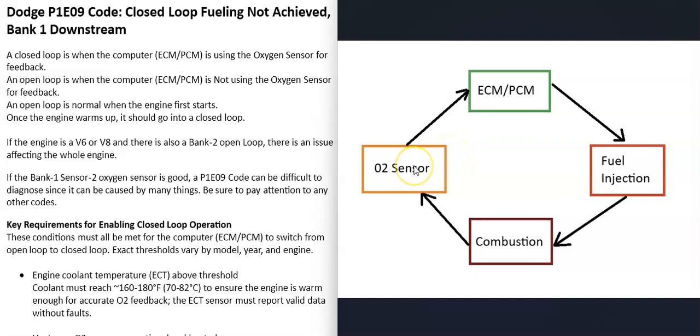But if the O2 sensor is not reporting the information to the computer, or the computer is seeing that this information is wrong for some reason, then it's not going to be able to go into a closed loop, and the computer is not going to be able to fine-tune the engine, and it's going to set this P1E09 code.